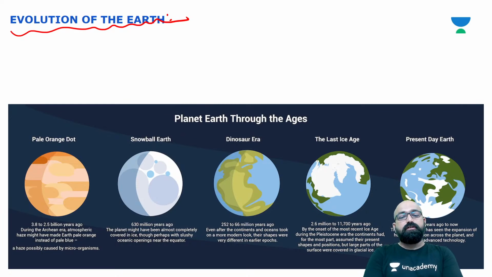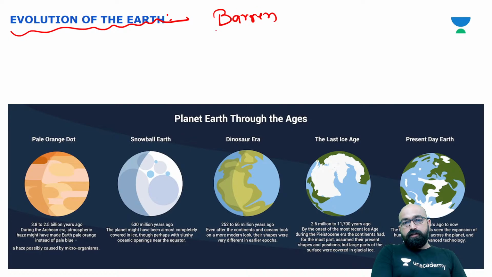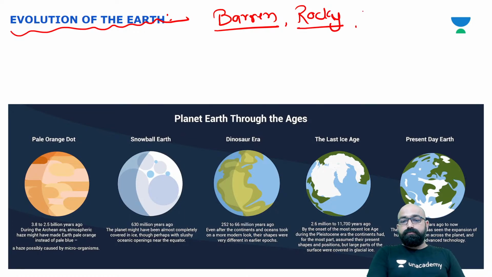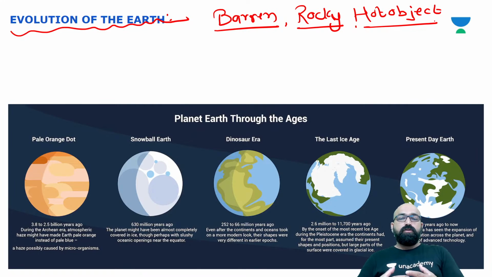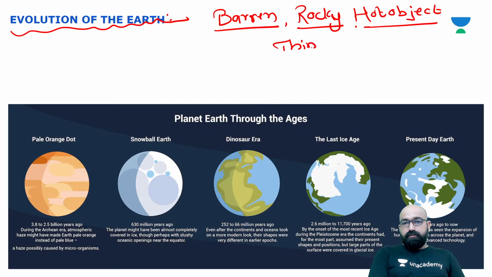Friends, we know that the planet Earth initially was a barren, rocky, and hot object with a thin atmosphere.